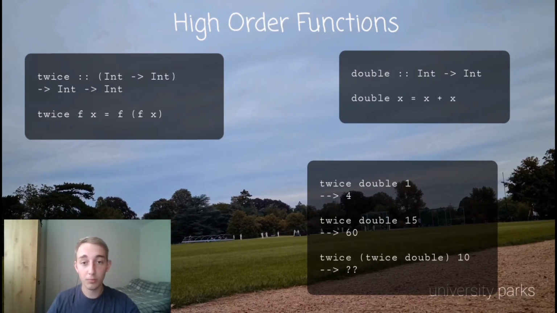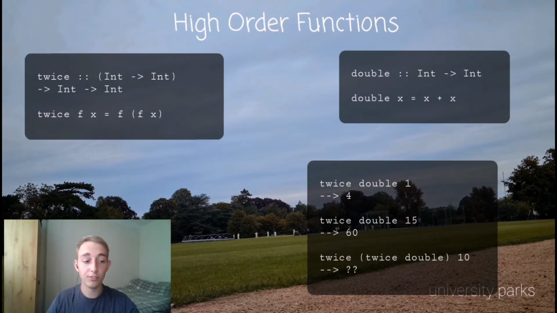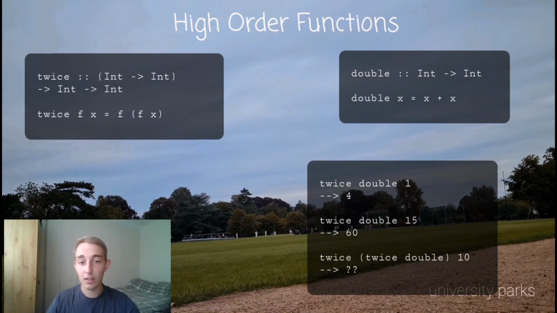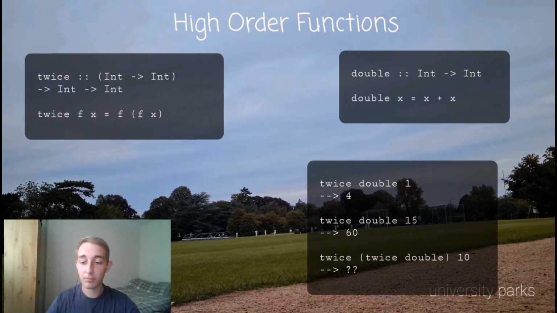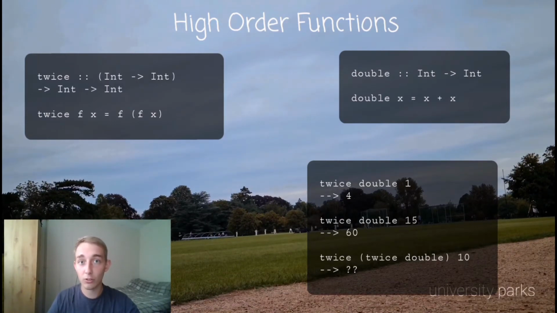Twice double 1 is 4, because double 1 is 2 and double 2 is 4. Twice double 15 is 60, because double 15 is 30 and double 30 is 60. If you're feeling confident, have a go at twice of twice double 10.